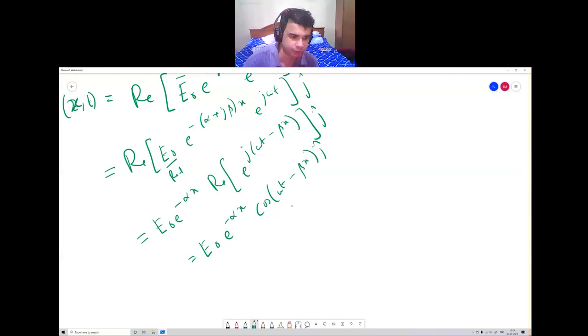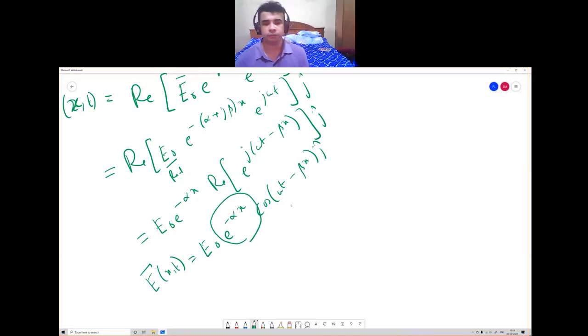So what is the interpretation of this expression? How can we interpret this expression? You see that it is very similar to the plane wave, but here there is an additional term. How will the additional term contribute?